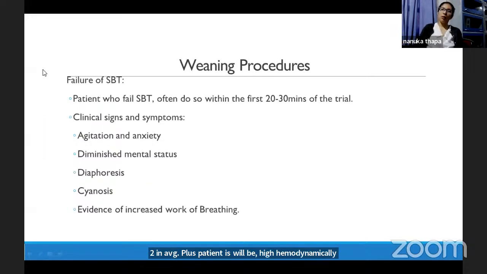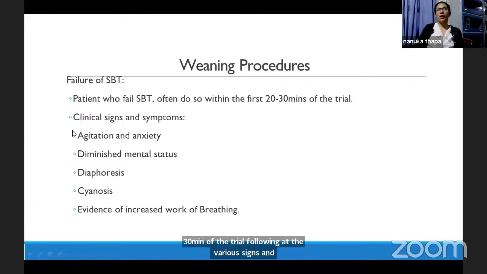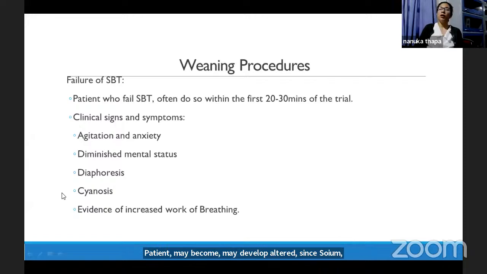Now, how do we say that the spontaneous breath trial has failed? Patients who do fail SBT will fail it in the first 30 minutes of the trial. Following are the various signs and symptoms of failure. The patient will become anxious or agitated. The patient may develop altered sensorium, as in the GCS may drop, and the patient may not be responsive. The patient will start sweating. The patient may actually develop cyanosis and the saturation will fall to 85 to 90%. There may be evidence of increased work of breathing, that is, accessory muscles will be recruited for breathing.